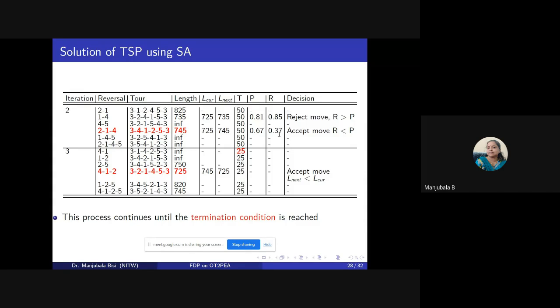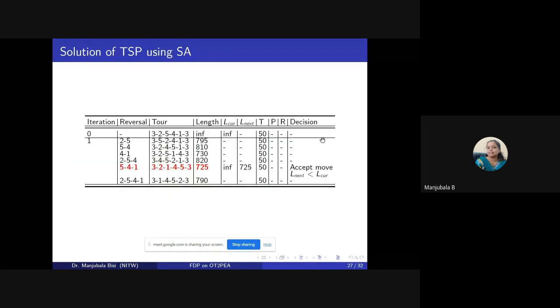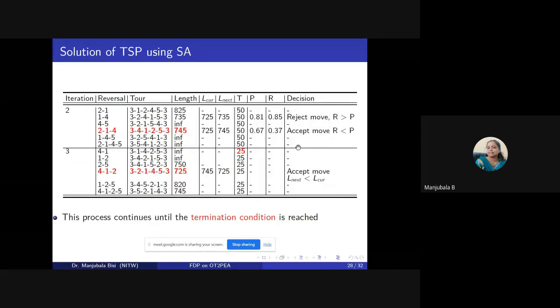Generate a random number, 0.37. So 0.37 is less than 0.67, right? So you accept. Now your small t equals 2. For this problem, I have considered the small t value equal to 2. That means I am changing the temperature after 2 accepted iterations, right?